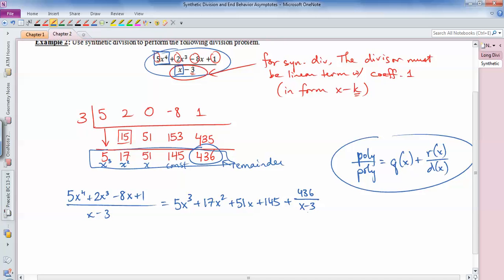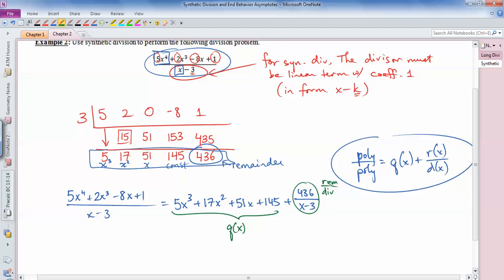Okay. And so let me highlight some stuff here. This is my quotient. This right here is the remainder over the divisor. And notice, remember in the last example, the remainder always has to have a degree less than the divisor. So the divisor has x to the 1st, the remainder has x to the 0, so that still fits.